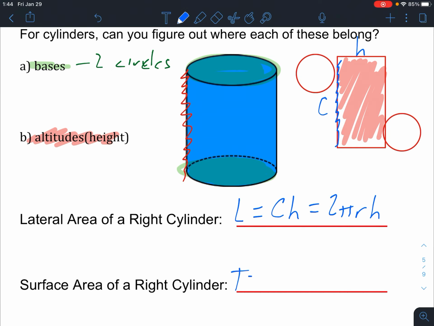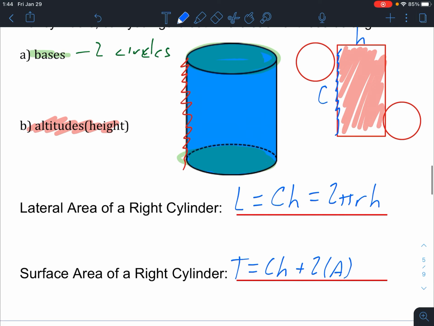To get the surface area then, all we're going to do is tack on the area of the two circles, top and bottom. So I guess we could write this as 2 pi r h plus 2, and then the area of a circle is pi r squared.